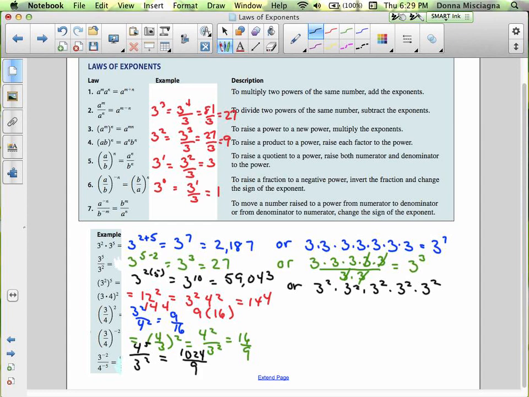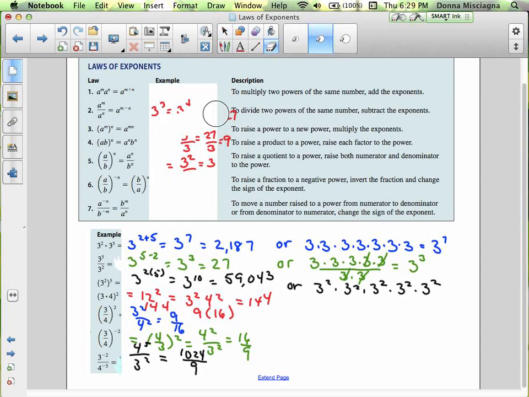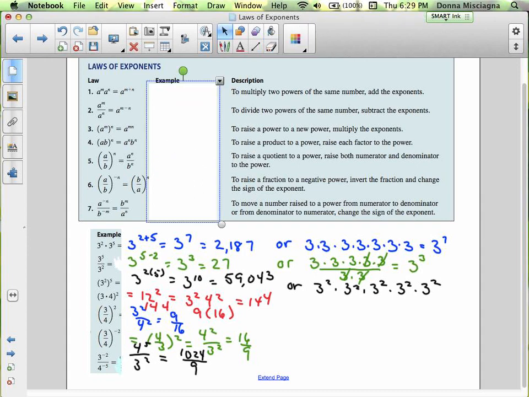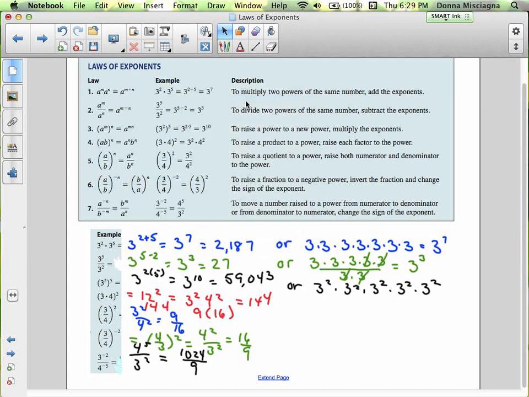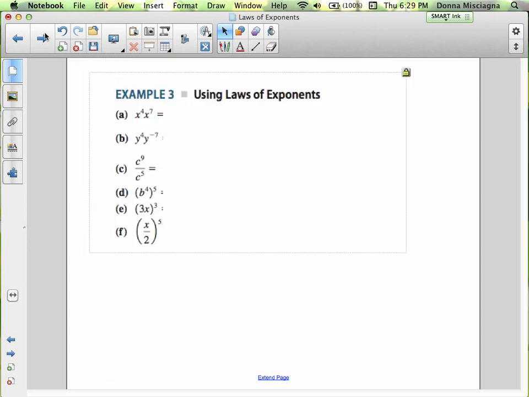4 raised to a power and 3 raised to a power are not going to reduce because 4 and 3 don't reduce at all. So neither will the result. You should have the exact same things under here, except I expanded them. You don't have to worry about expanding them. It doesn't matter. It's the rules. These are in your notes.